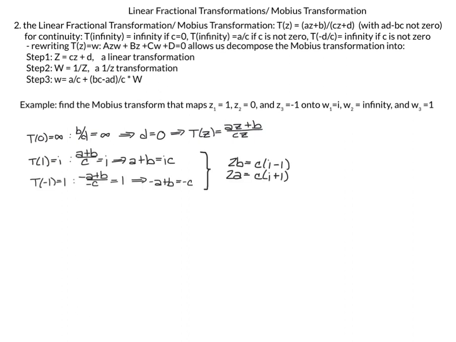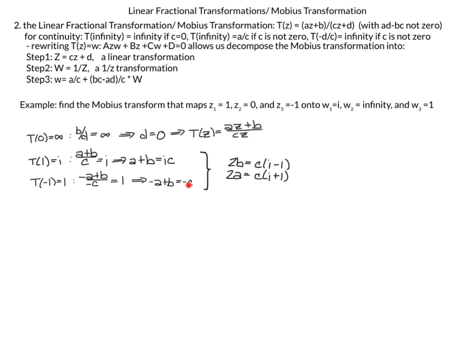I can now use my next terms, my T of 1. Where's T of 1? That's z1. That gets mapped to i. So plugging 1 into here, I'm going to have (a plus b) over c equals i, which implies a plus b equals ic. Next, I'll use T of minus 1, which is our z3, gets mapped to 1. So plugging that into here, this is minus 1, I'm going to get (minus a plus b) over minus c equals 1. And so this gives me minus a plus b equals c.